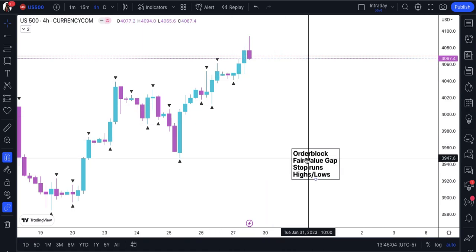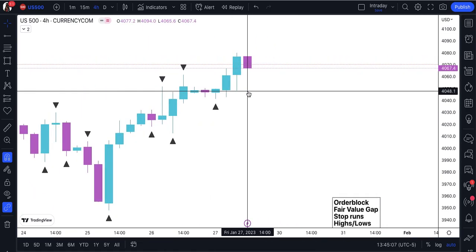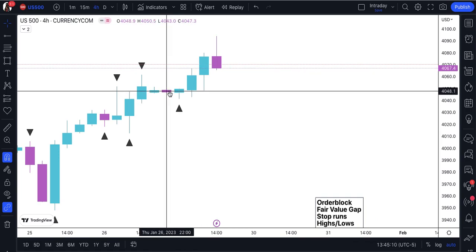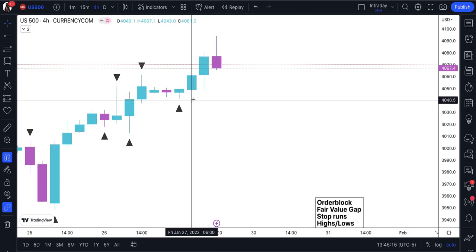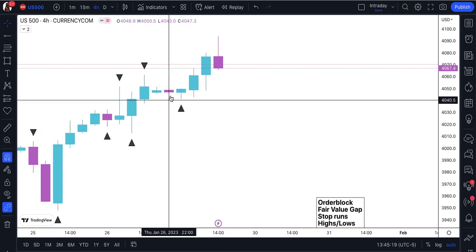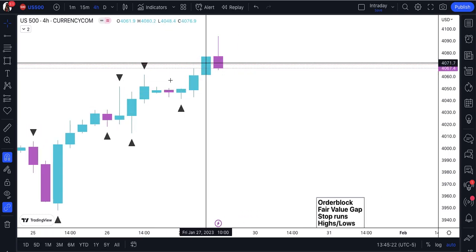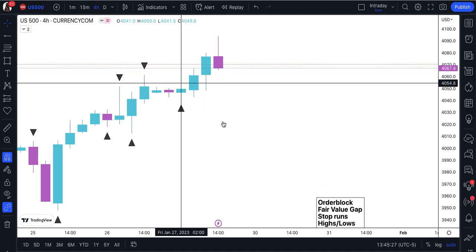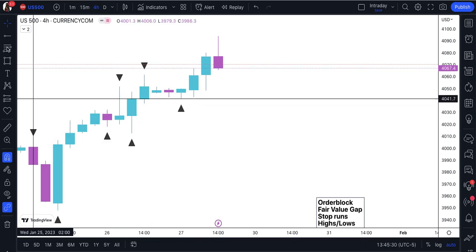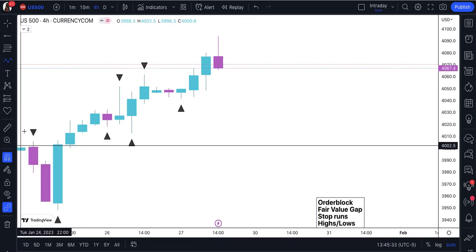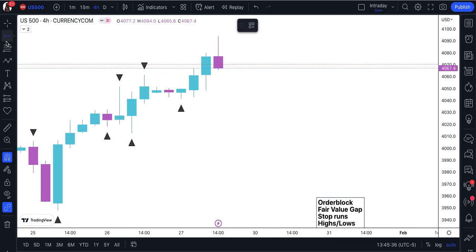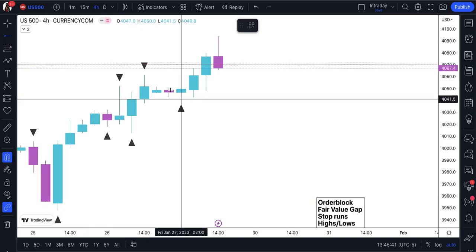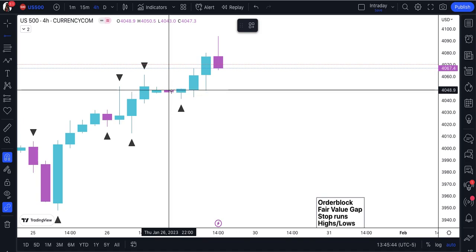So an order block is basically a candle that, this is a down candle. My down candles are this purple color. My up candles are these blue colors. So let's see if I can paint this out. Support and resistance. This candle right here is an order block.